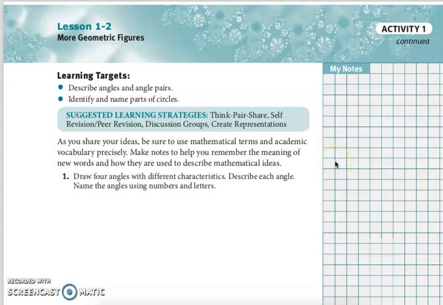Hey everyone, so today in our lesson we're going to be looking at more geometric figures. Our learning targets for this lesson are that we're going to be trying to describe angles and angle pairs and be able to identify and name parts of circles.